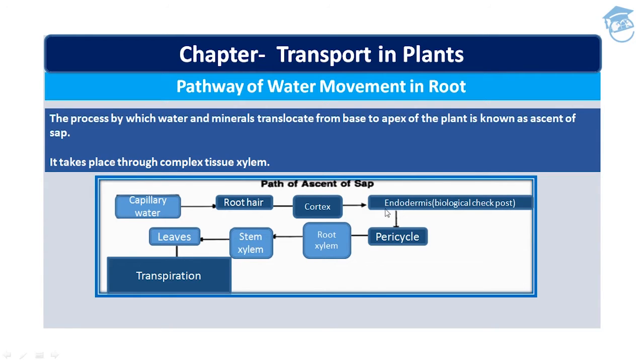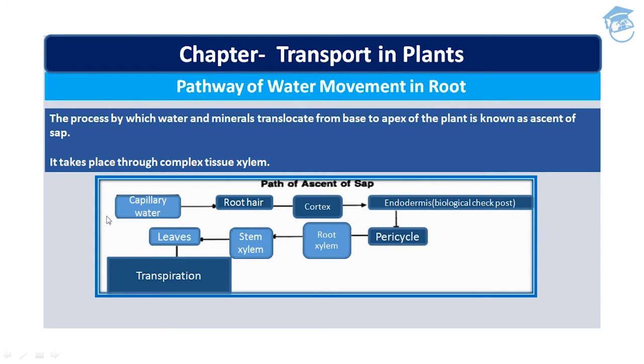Endodermis is the inner layer of cells in the cortex of a root and of some stems, surrounding the vascular bundle. I have already taught you endodermis, pericycle, cortex, all these in the chapter Anatomy of the Flowering Plant, so you can refer to that for better understanding. But here, for the time being, just know the path of ascent of sap.